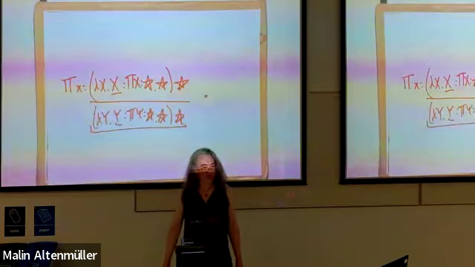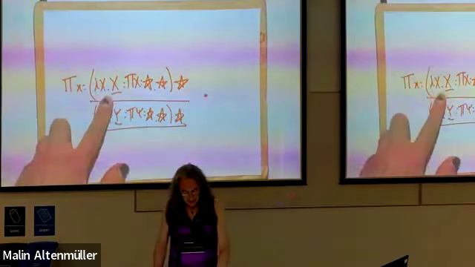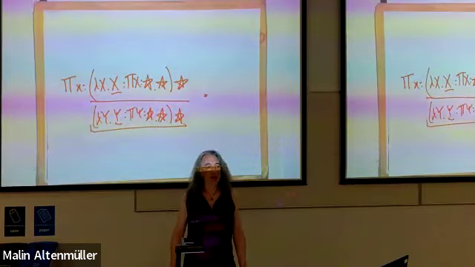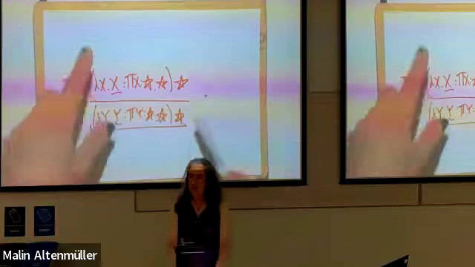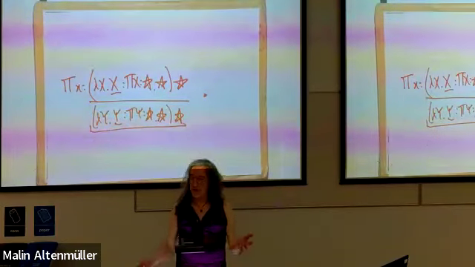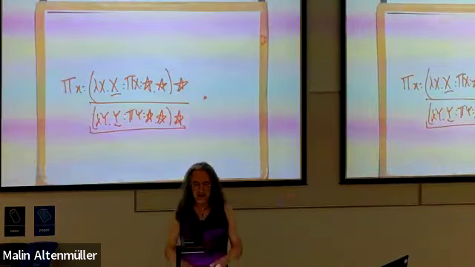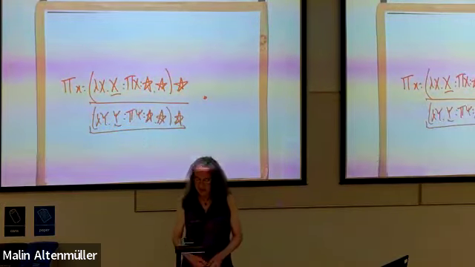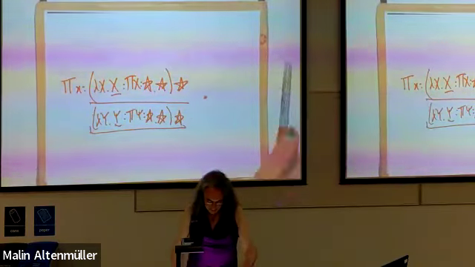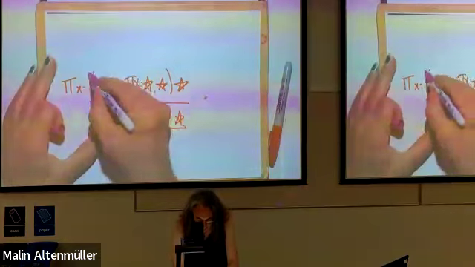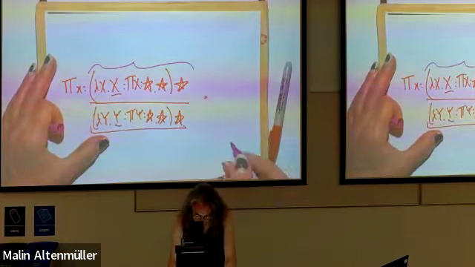In parallel reduction, I'm allowed to say, I can see two beta redexes. Let's do none of them. Let's do the first one. Let's do the second one. Let's do both.